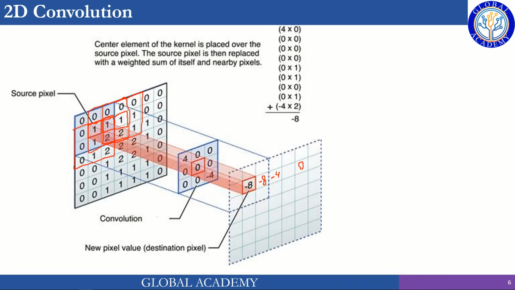Now we are centered at this pixel. Now multiply the mask with this matrix, or array, 2D array, 3x3 array, compute the dot product, and then write the value over here. And then you can move this kernel over the entire image. This process is called 2D convolution.